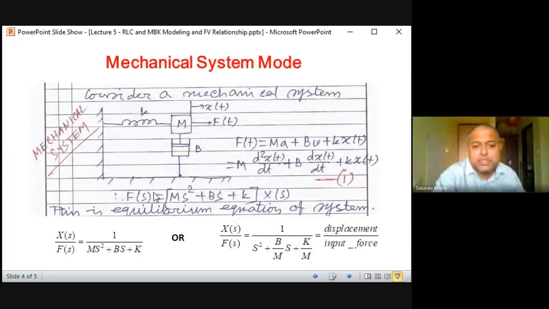Check the mechanical system. I give you this equation, Fs equal to (ms square plus bs plus k) into xs. So you are finding Xs by Fs equal to 1 by ms square plus bs plus k. Now here also I have divided the numerator by m, so there is a mistake in the numerator. It should be 1 by m, and the denominator should be s square plus b by m into s plus k by m. What is Xs? Xs is nothing but displacement. What is Fs? Nothing but input force.